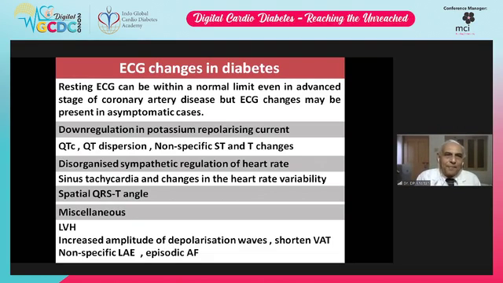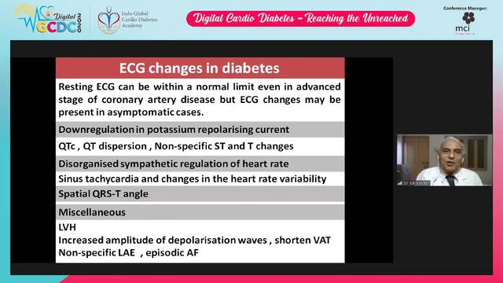ECG changes in diabetes. Resting ECG can be within normal limits even in advanced stages of coronary artery disease, but ECG changes may be present in asymptomatic cases. It is a controversy, just the reverse sort of changes. A normal ECG may be seen in the advanced cases, and the subtle cases may show the ECG changes. We just have to catch them by ECG recording.